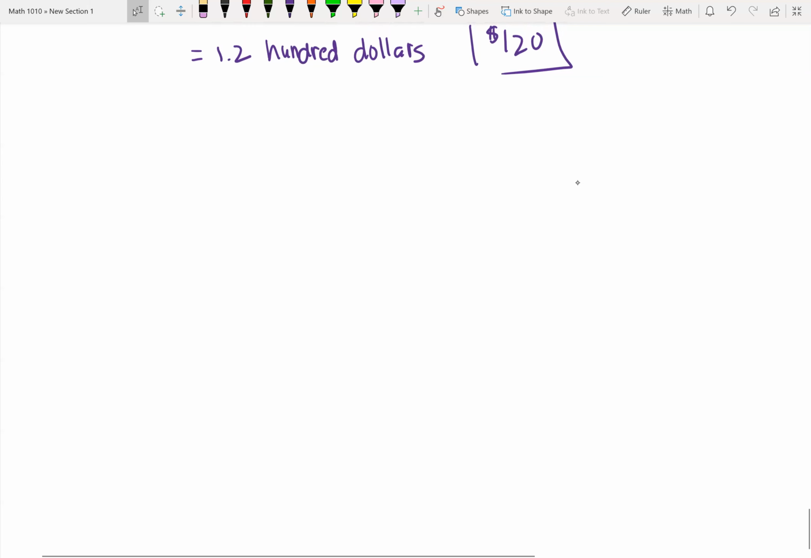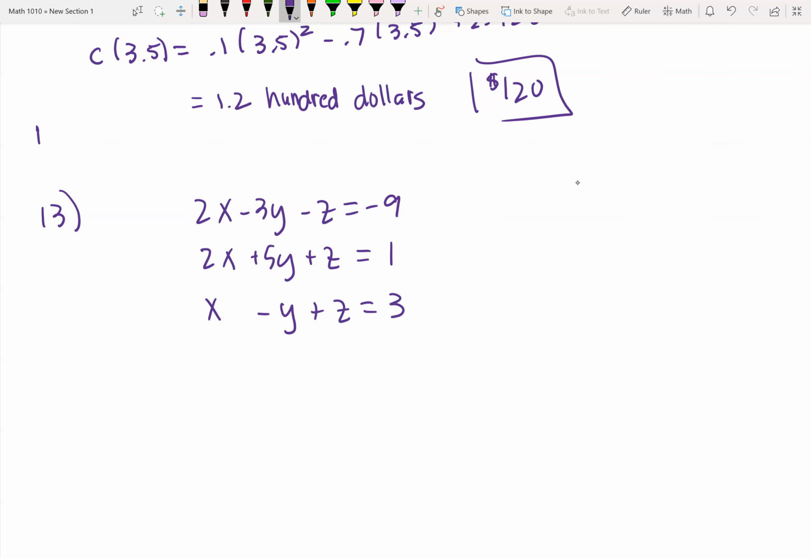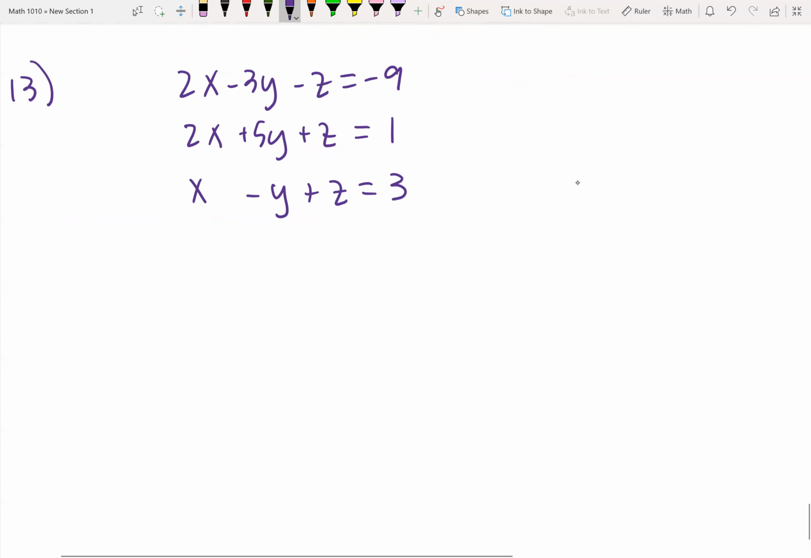Number 13. Okay, so there are lots and lots of different ways to do this in terms of what you're choosing to eliminate. So I'm going to go through and analyze which one I think is going to be the easiest to eliminate. So x's are 2, 2, 1, y's are 3, 5, 1, and z's are 1, 1, 1. So for sure, the easiest thing to eliminate are the z's.